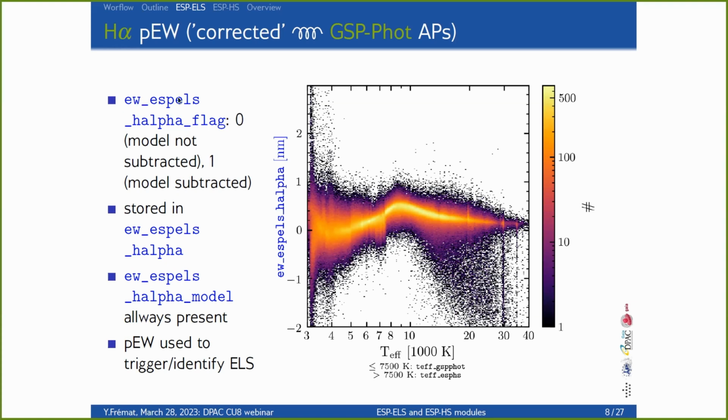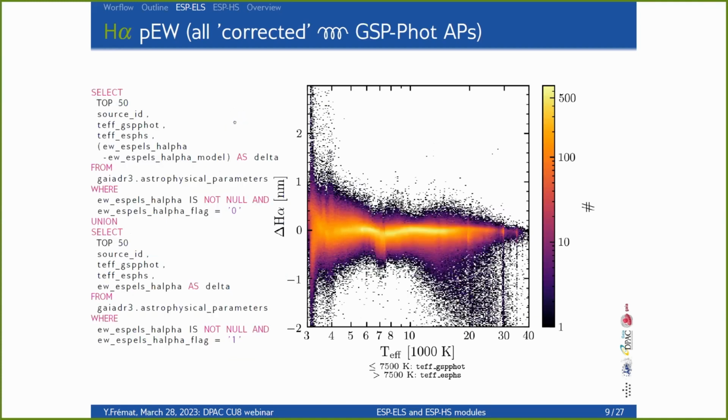And there is also a flag that tells you when the model value was subtracted, in which case the flag is equal to 1, or was not subtracted, in which case the flag is equal to 0. You can imagine some query of the archive that would enable you, for example, to correct all the stars in this way, even the hotter ones, which I did here.